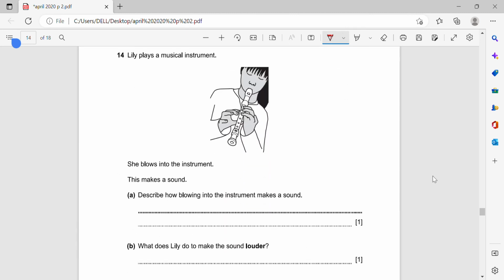Lily plays a musical instrument. She blows into the instrument. So this question is about sound. This makes a sound. Describe how blowing into the instrument makes a sound. طيب blowing to make a sound. blowing بيعمل ايه؟ blowing بيعمل air vibration. That's how the sound waves travel. So, how blowing into the instrument makes a sound? Because of air vibrations.